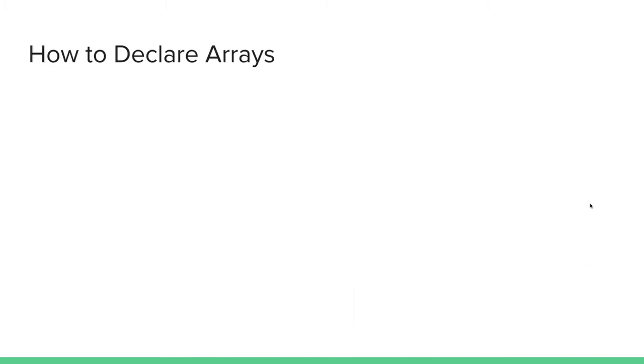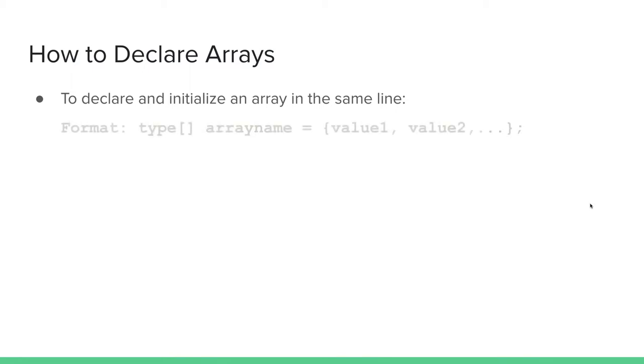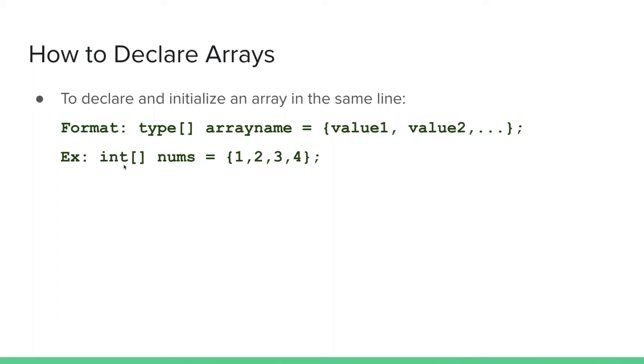And how do we declare arrays? There are multiple ways of declaring arrays in Java. First, we can declare and initialize an array in the same line. The format is the type of the array, which could be any valid variable type in Java, followed by a set of square brackets, then the array name, and the values enclosed by a set of curly braces. So here's an example of that: an integer array nums is 1, 2, 3, and 4.